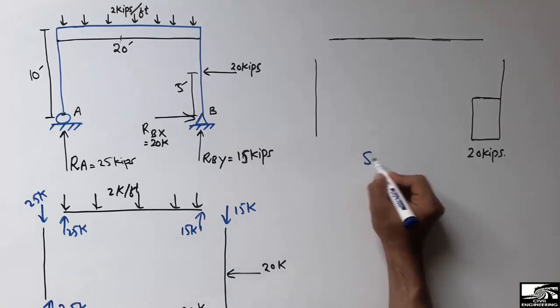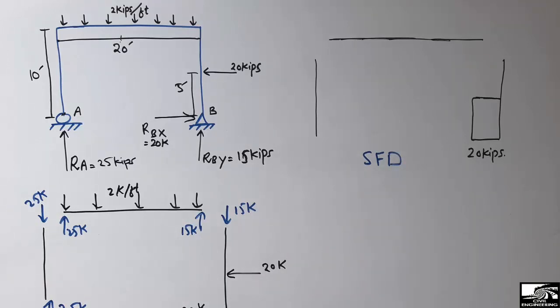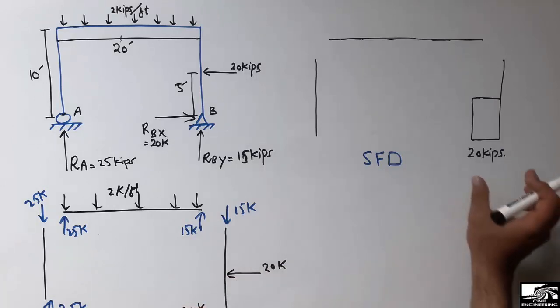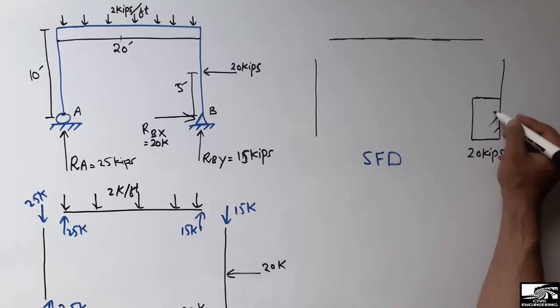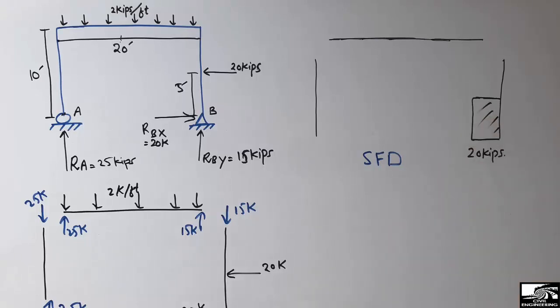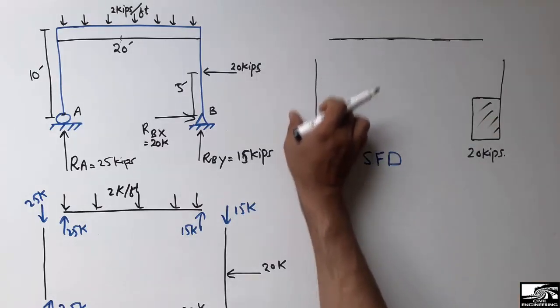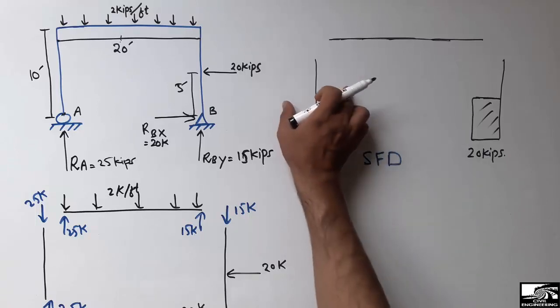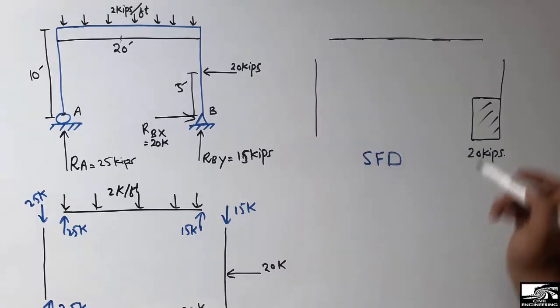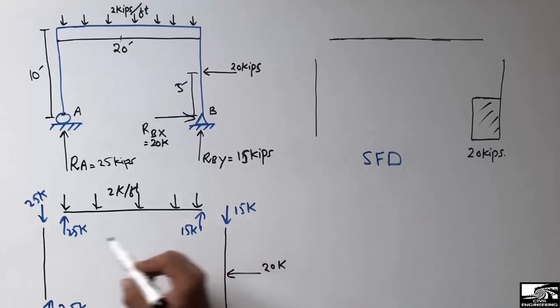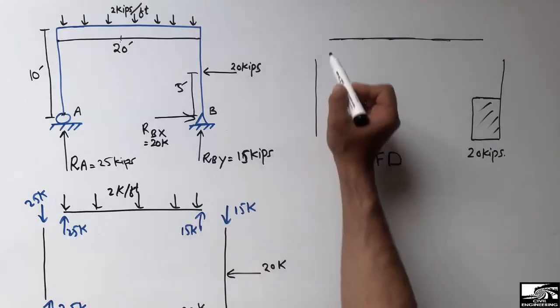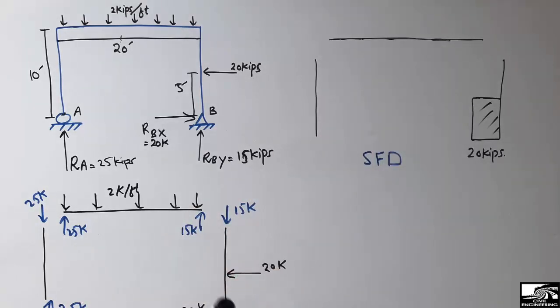This is the shear force diagram. I'm drawing the shear force diagram for the frame. The 20 kips load is acting in the inward direction, so I can draw the shear force diagram for this column in this way. There is no load acting on this other column, so there is no shear force diagram for this column. Now for the beam, the load acting here is 25, so I can draw it upward with this marker.